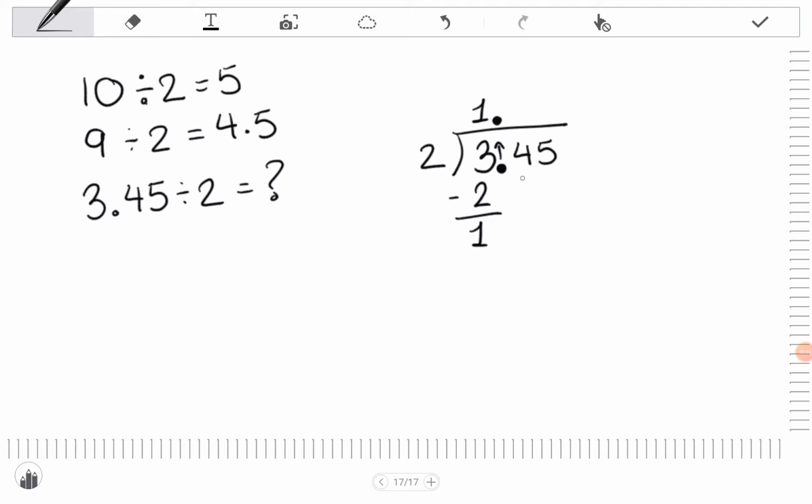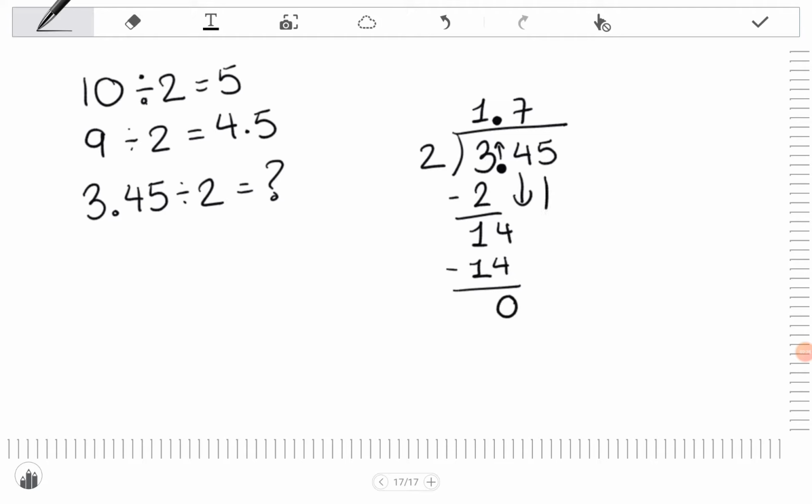Now that I did this, I can continue my division normally. This is the only thing that is going to change. Now, how many times does number 2 fit in 14? It fits 7 times. And now I multiply. 7 times 2 is 14. And 14 minus 14 is 0.